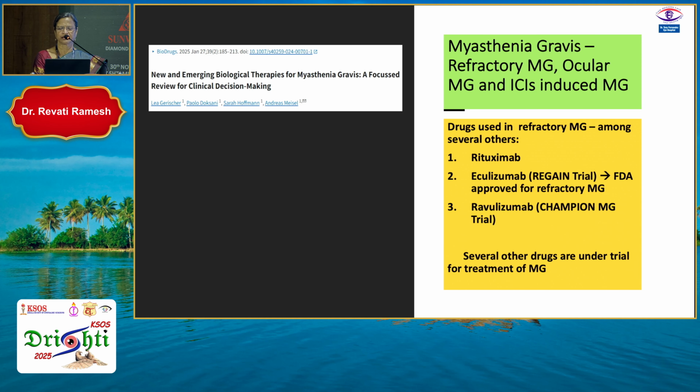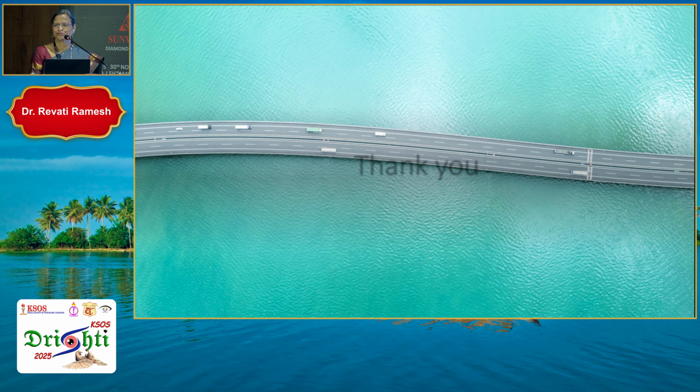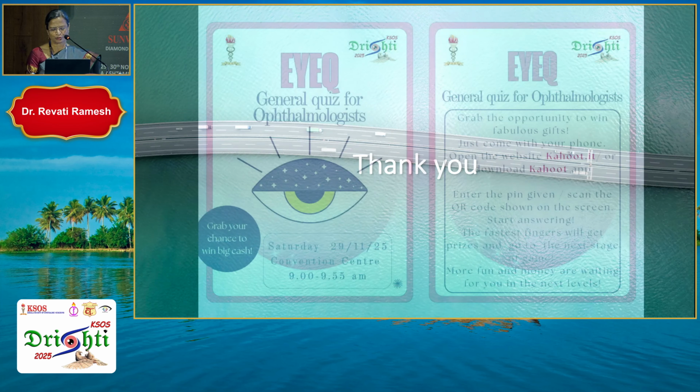And talking of myasthenia gravis, you have refractory myasthenia gravis, ocular myasthenia gravis, and now we have ICI-induced myasthenia gravis. The drugs being studied for treatment of these types of myasthenia gravis are again rituximab, eculizumab, and rozanolixizumab. Several other drugs are under trial for treatment of myasthenia gravis. Thank you for your patient hearing. That is about the biologicals in neuro-ophthalmology.